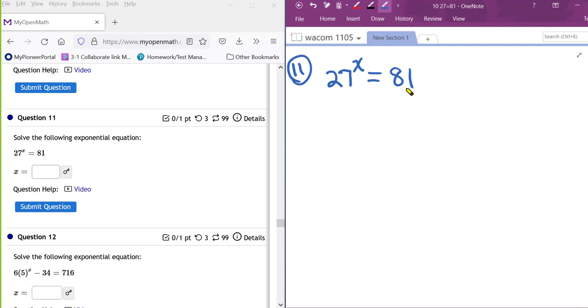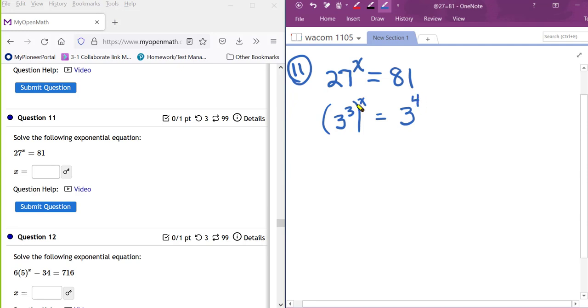9 is made out of 3 times 3. So these are both made out of 3 to a power. So let's rewrite 27. You might know that one. It's 3 to the 3rd. And 81, we punched this in a minute ago, it is actually 3 to the 4th.